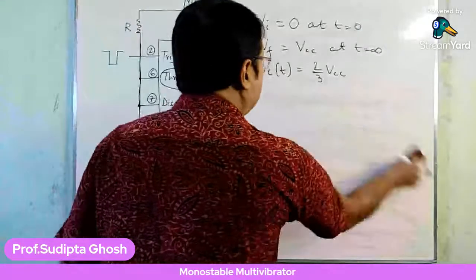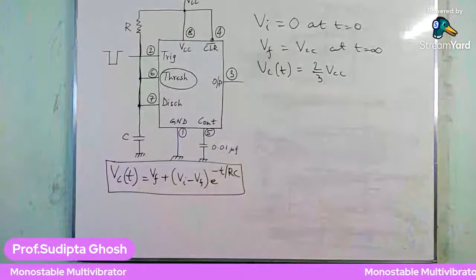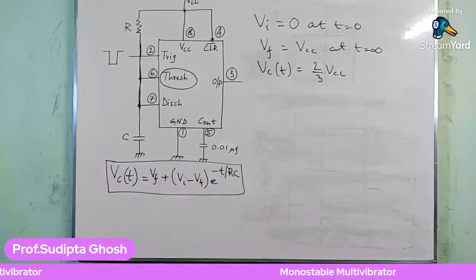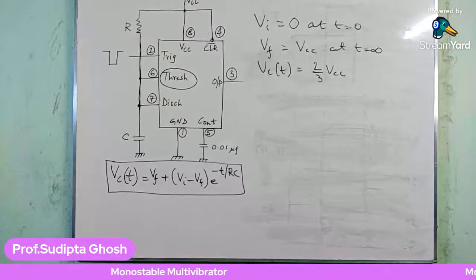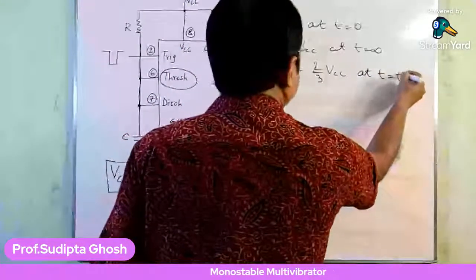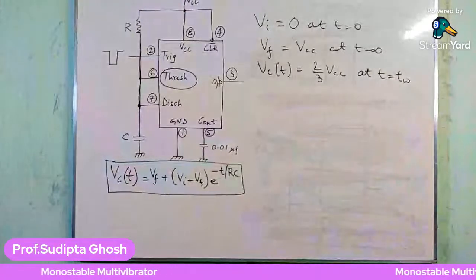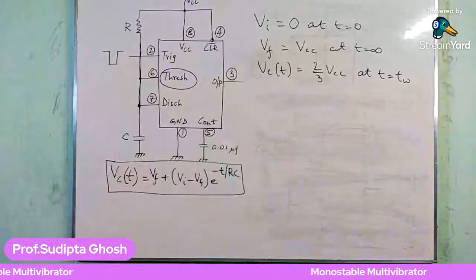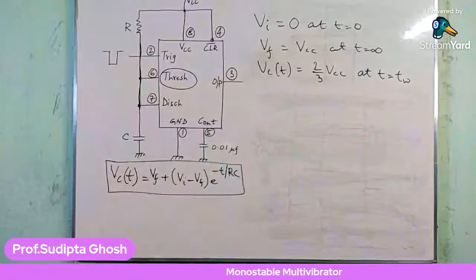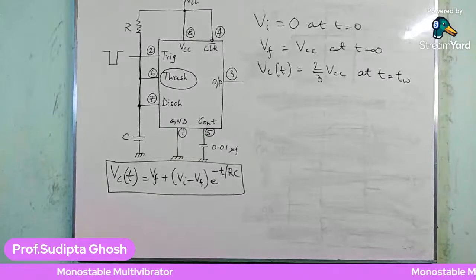So that is the value of VCT. That is, at any time t, the capacitor may have a value of 2/3 VCC, and that is the value of the pulse width. So that is at t equals TW. Okay, so these are the three values we have to incorporate, or substitute, in this expression. So let's find how we can do it.